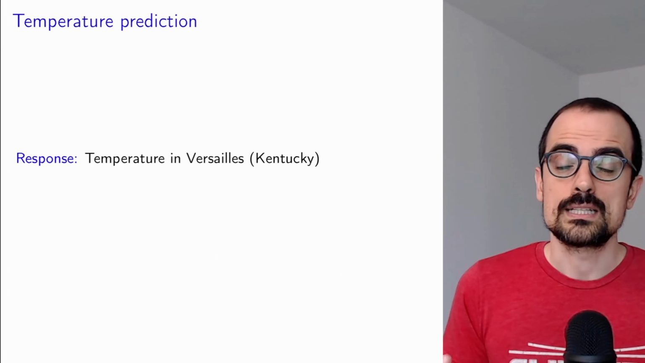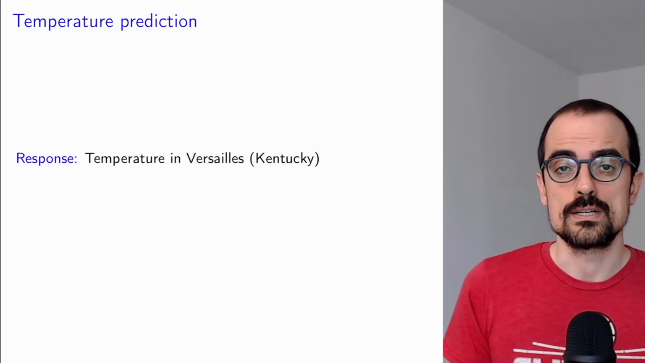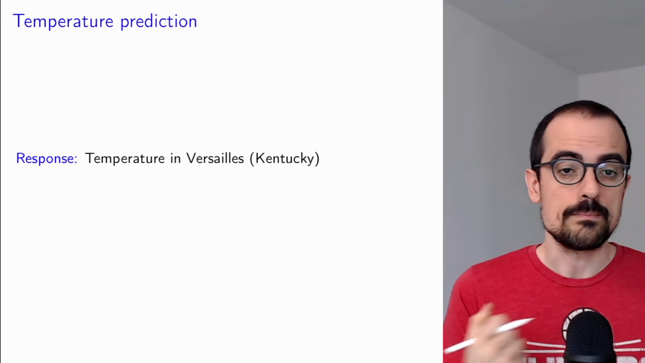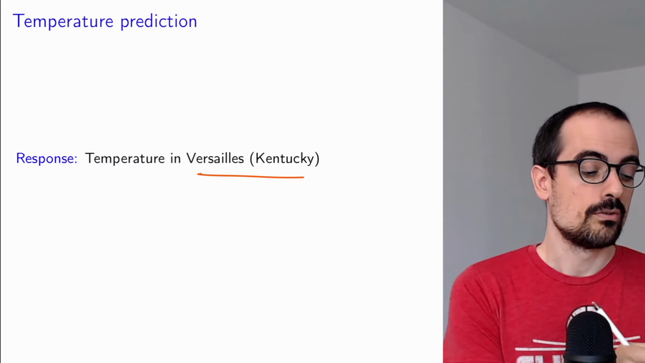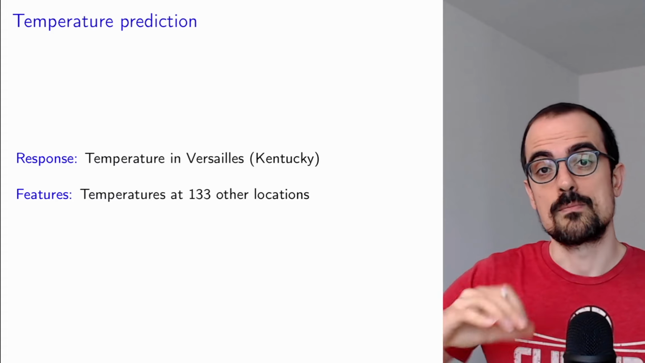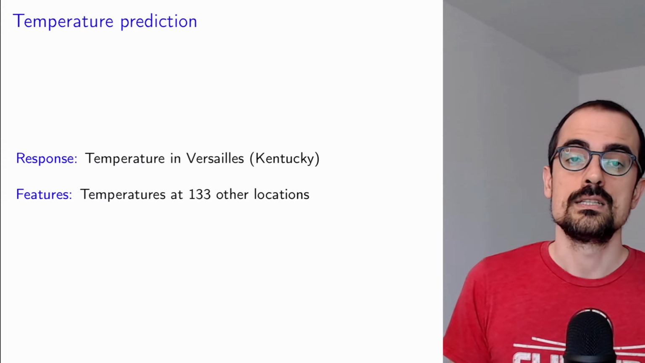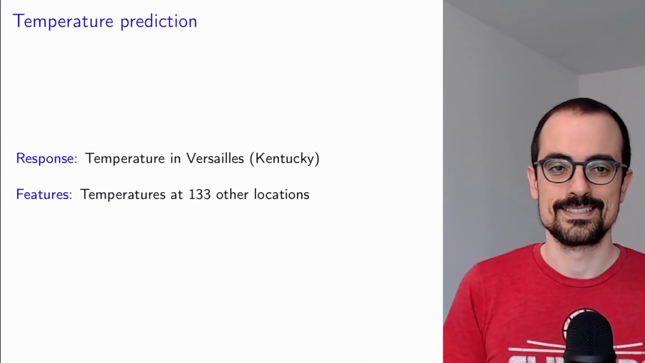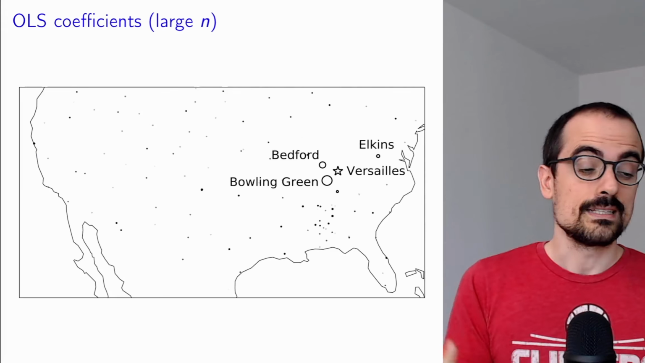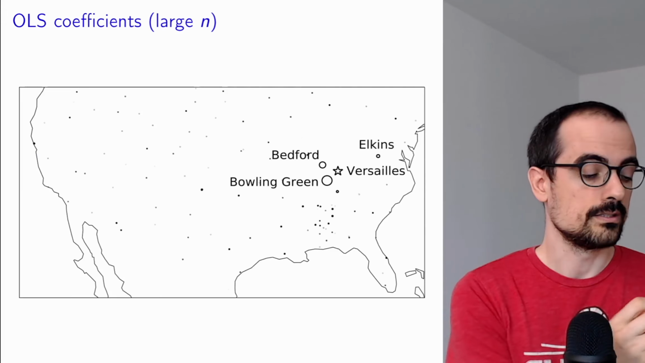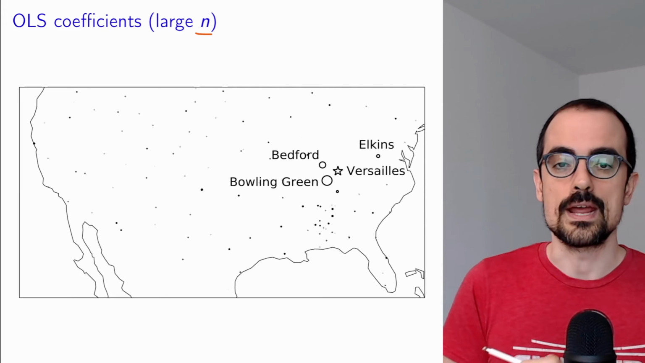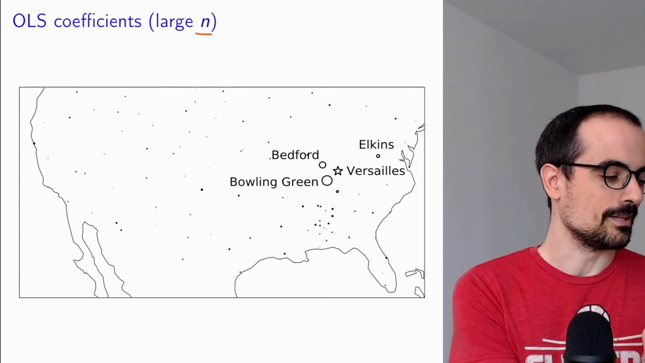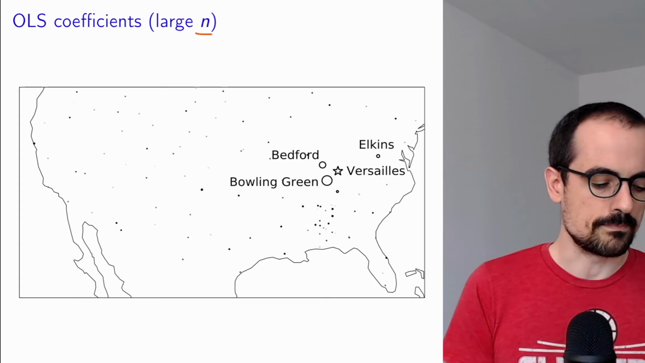Now let's take a look at how ordinary least squares performs on a real data example. Here we're going to try to estimate the temperature in Versailles, Kentucky, that's the response, from 133 other features that encode temperatures at other locations in the United States. When our training set is very large, this is why I wrote large N there, this is what the linear coefficients look like.